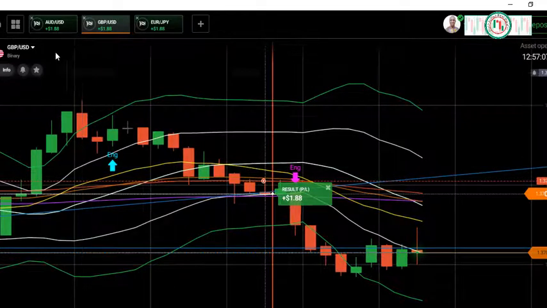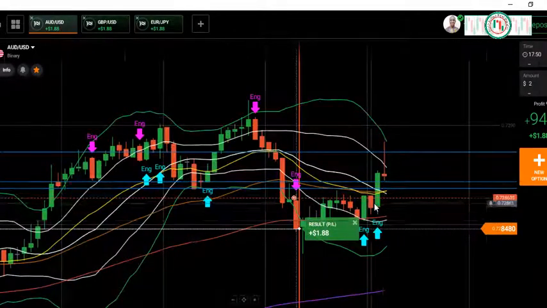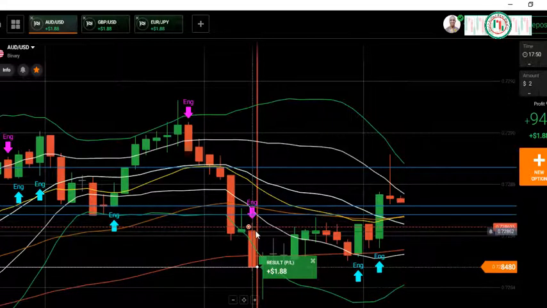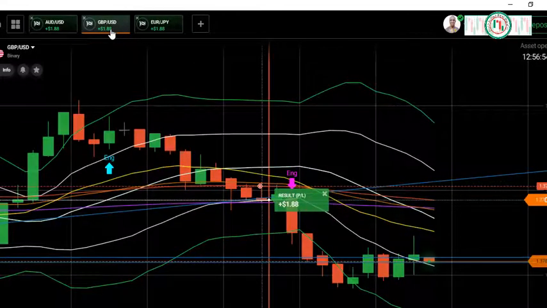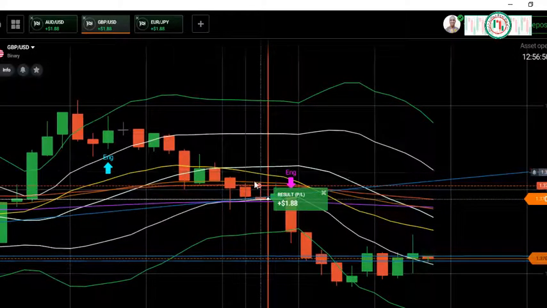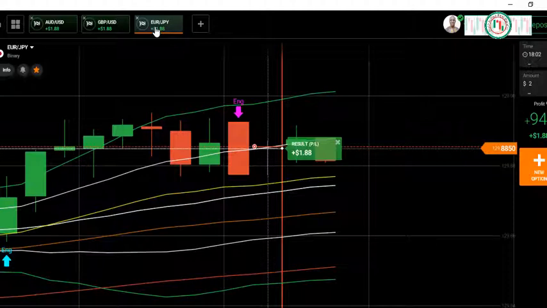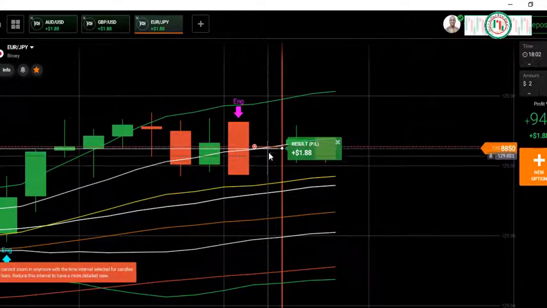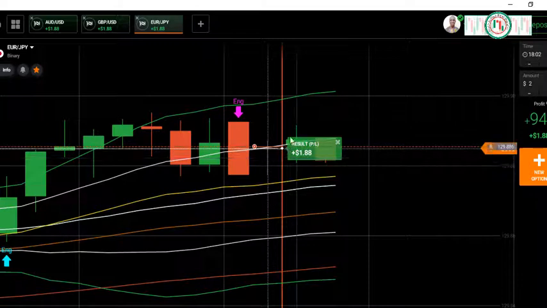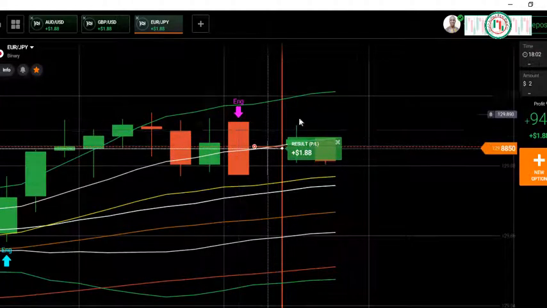You see here, I placed my trade at this level, put option, and the candle I predicted right, the candle is red. Here also I placed my trade put option, still the candle is red, and here is a doji. I win with the doji. So in this situation, you have to be very careful.